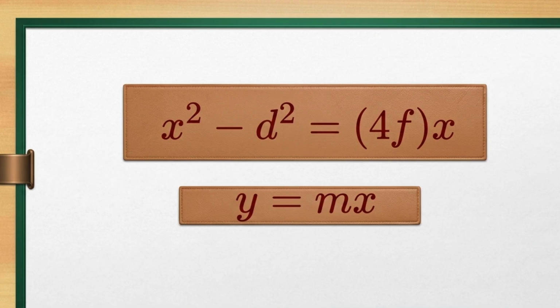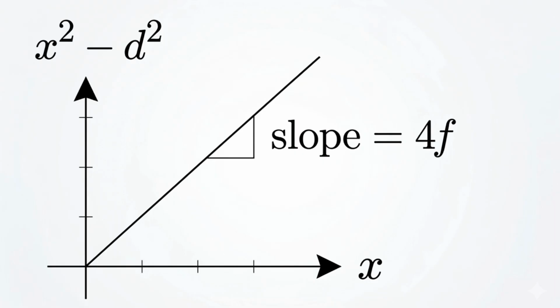The displacement equation can be rewritten in a linear form. x squared minus d squared equals 4f times x. This can be expressed as y equals m times x, where the slope m equals 4f. This allows us to analyze the data using a graph.